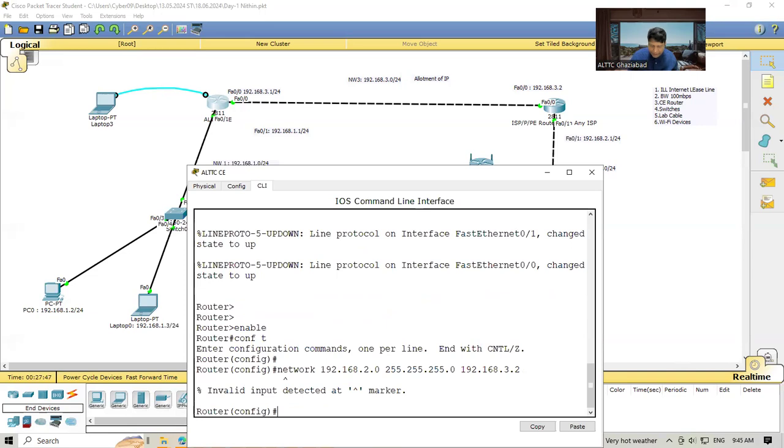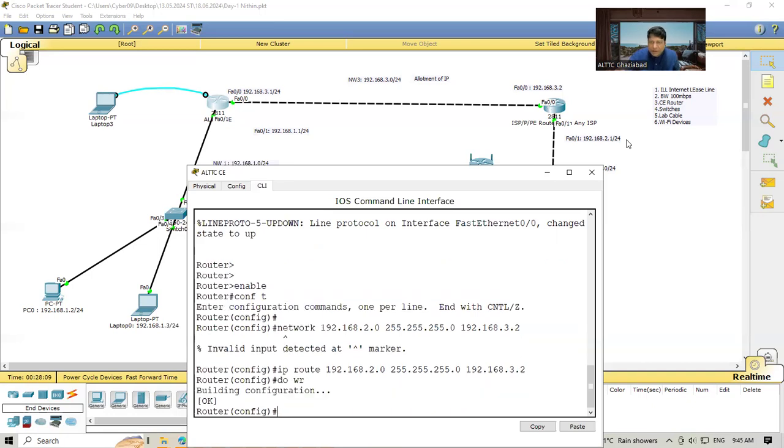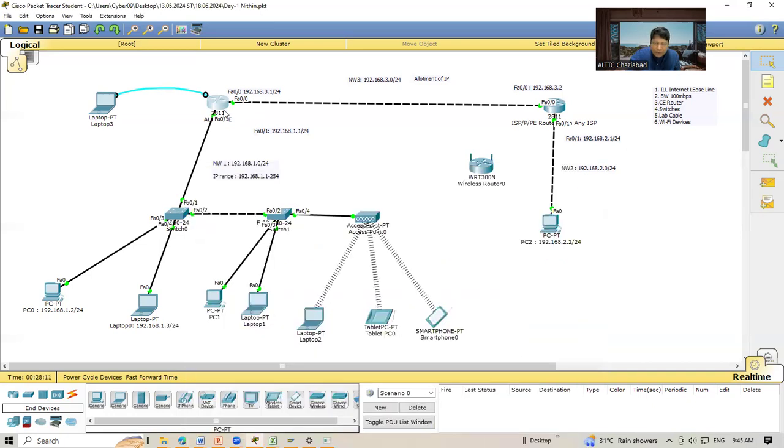Sorry, you just write here ip route. I give the router the instruction: ip route 192.168.2.0, for which route? This route, 192.168.3.2, and press enter. This is done, then write. So I give this router the instruction: you go to this network by this route. And again for the other router, the instruction for this.